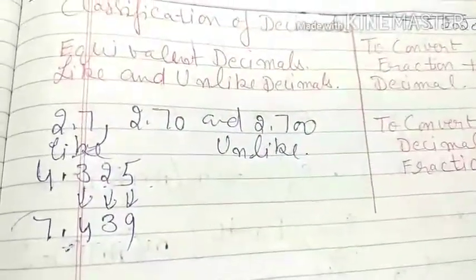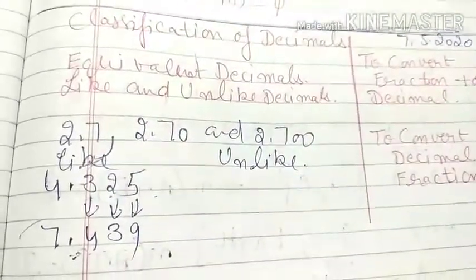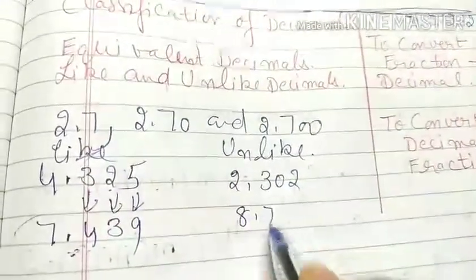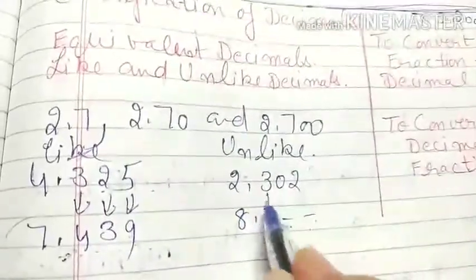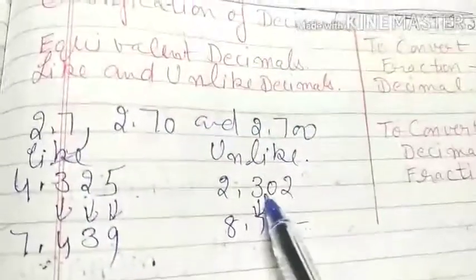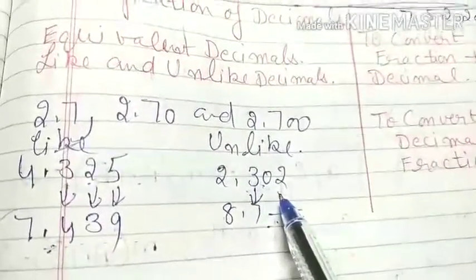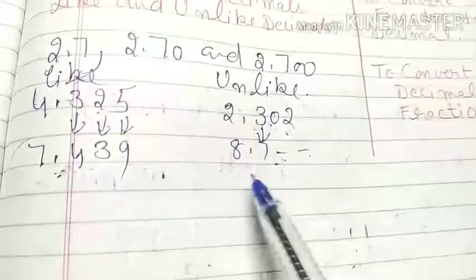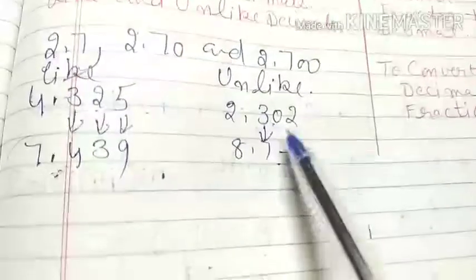Unlike decimals are those decimal numbers in which the digits after the decimal point are not equal. Like if I have a number 2.302 and another number 8.7, here two digits are missing. In the second there is only one digit after the decimal, and in the first there are three digits. So having a different number of digits after the decimal point we call unlike decimals. If I want to convert these into like decimals, whatever blank spaces are there I mark as 0.